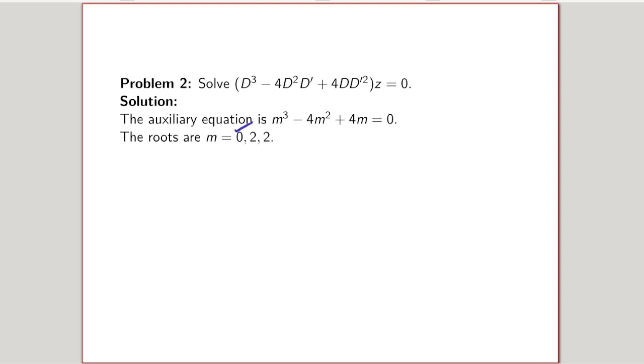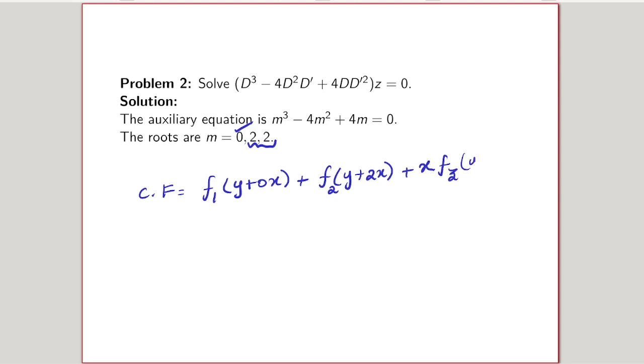Observe that the first root is distinct but the next two roots are repeated. To write the complementary function, we write the first root as it is: f1(y + 0x). Then for the repeated root, the first term we write as it is, and for the second term we multiply with x: x f3(y + 2x). So this is our complementary function.